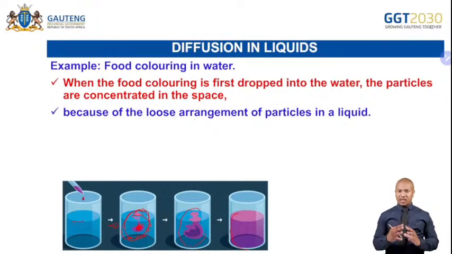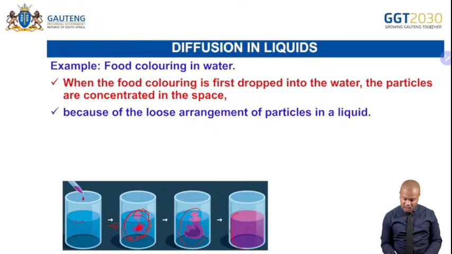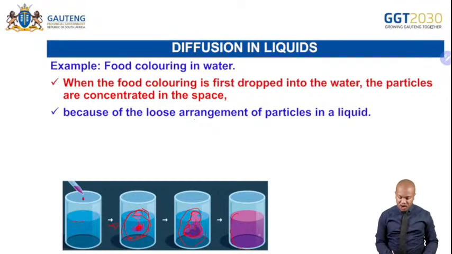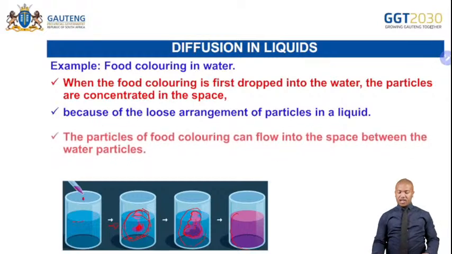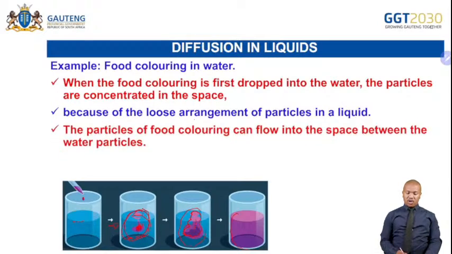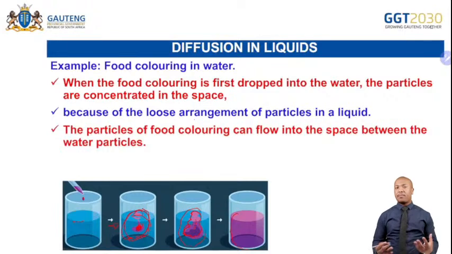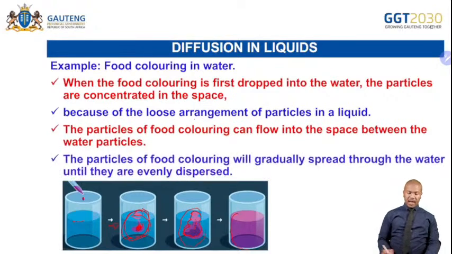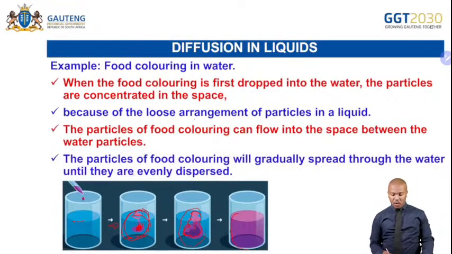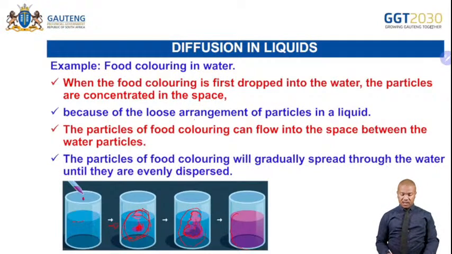Now they start fusing with each other, right? Then you have this spreading, the food coloring spreading into the water up until it becomes a new color like this. So it's because of the loose arrangement of particles in a liquid, and also the particles of food coloring can flow into the spaces between the water particles. Then the particles of food coloring will gradually spread through the water until they are evenly dispersed, as we can see this new color here, right?